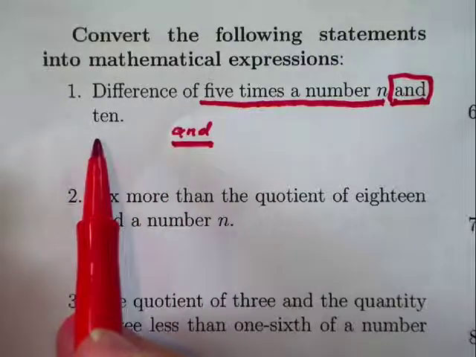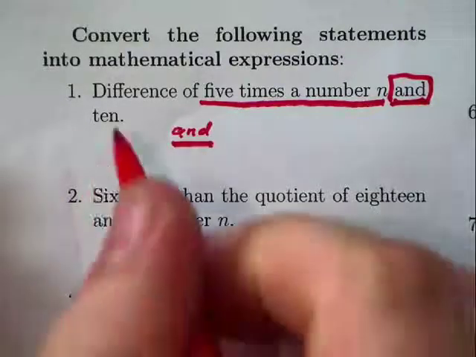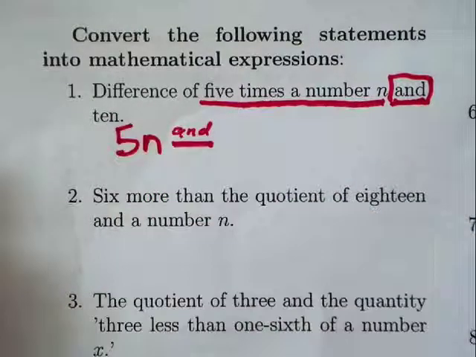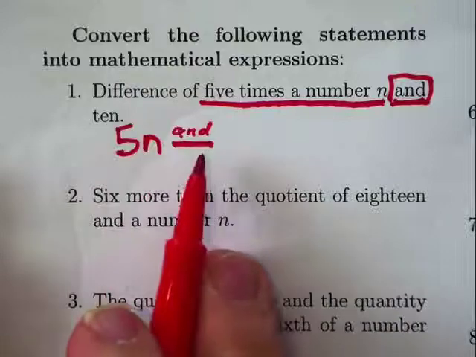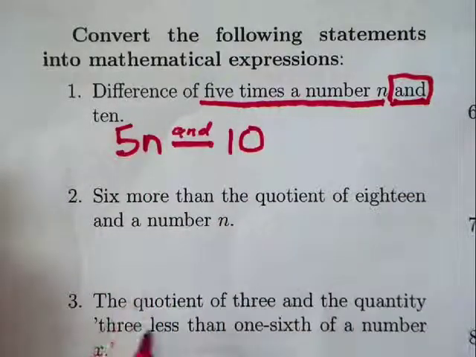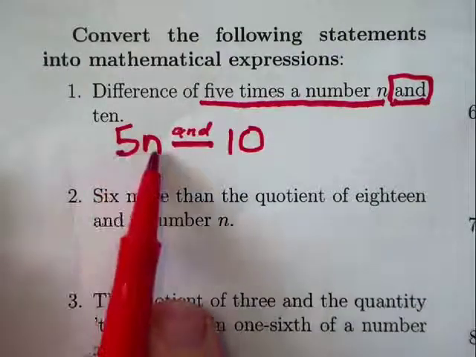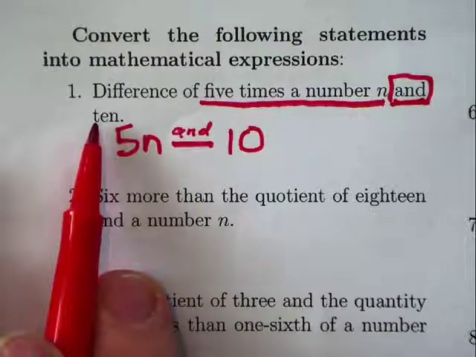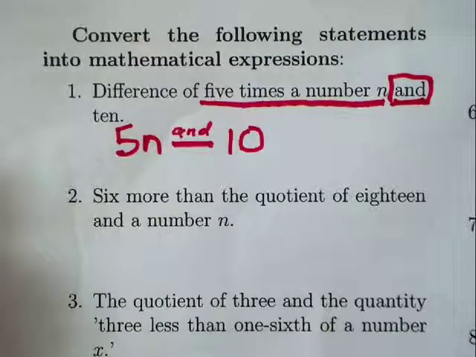Okay, 5 times a number n. So that's just 5 times n. So we have 5n minus, or "and," 10. So there we have the difference of 5n minus 10. And that's exactly what it tells us to do here. So that's the answer for number 1.